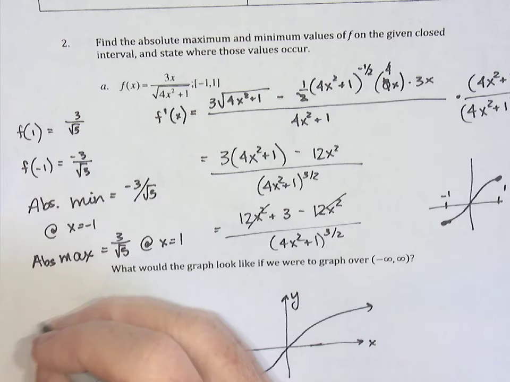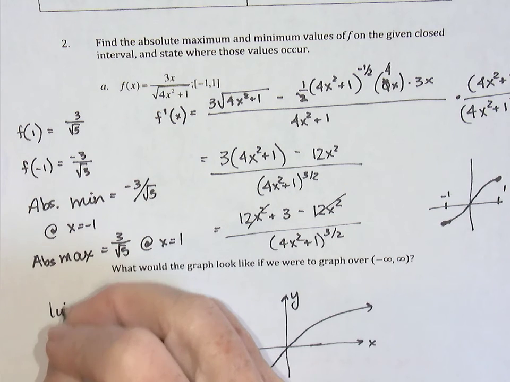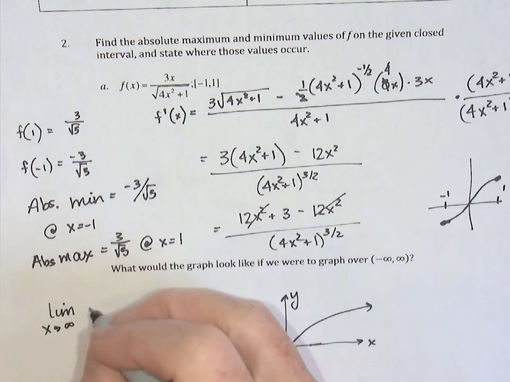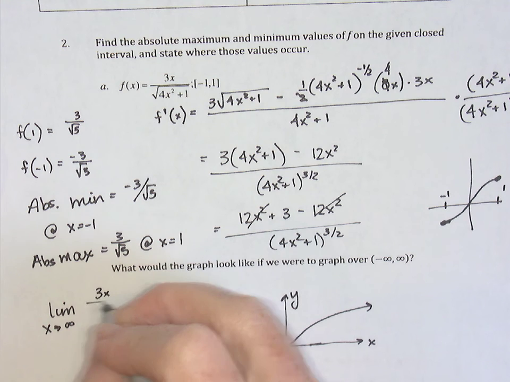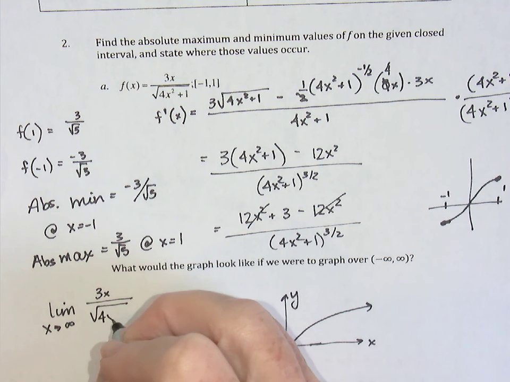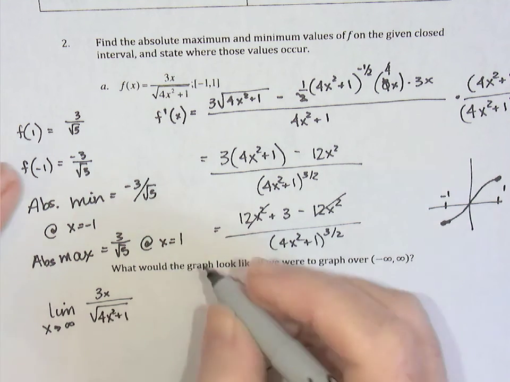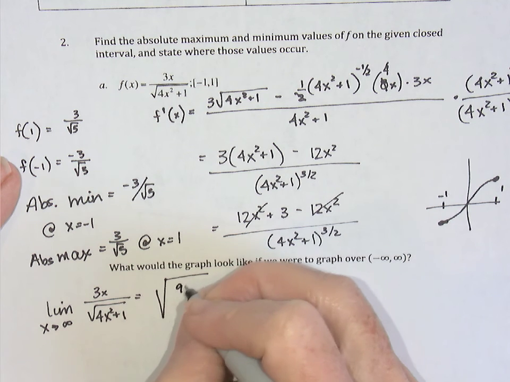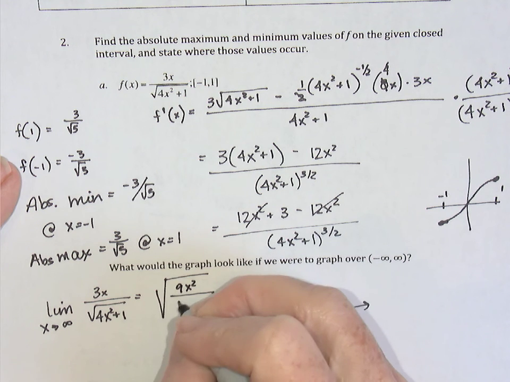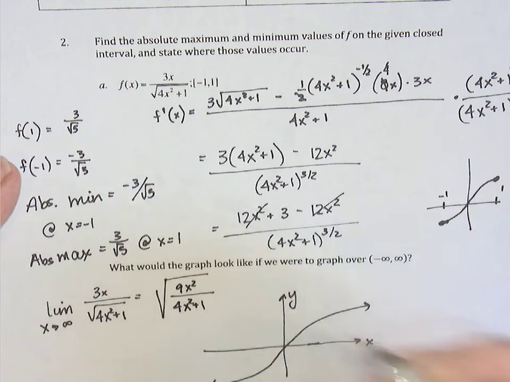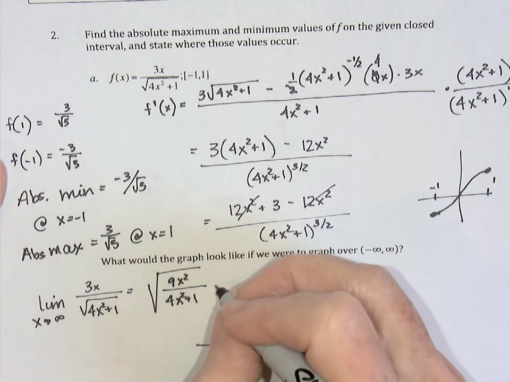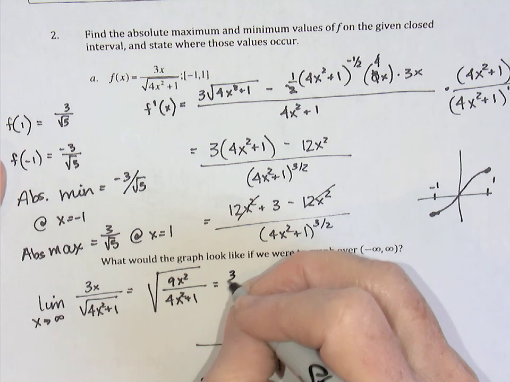And what I could say is the limit as x approaches infinity, right? I can't plug in infinity, but I can find the limit as x approaches infinity of 3x over root 4x squared plus 1. And in fact, this is infinity over infinity, but I'm going to write this as the square root of 9x squared over 4x squared plus 1. And this is going to give me, let's see, the plus 1 I can ignore, and so this is going to give me 3/2.